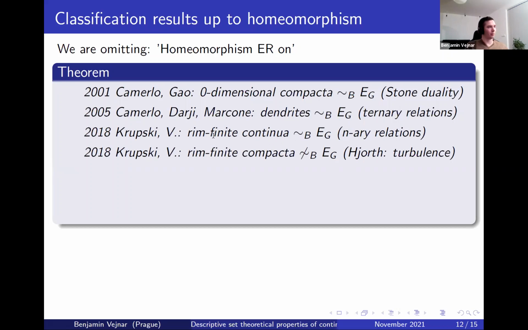Okay, with Pavel Krupski, we were considering these two results, and we want to generalize both of them. So we considered ring-finite continua. Of course, every dendrite and every zero-dimensional compactum is ring-finite. So we observed that this result for dendrites can be enlarged to ring-finite continua, and it is still bireducible to EG. Instead of ternary relations, we just need to use n-ary relations.